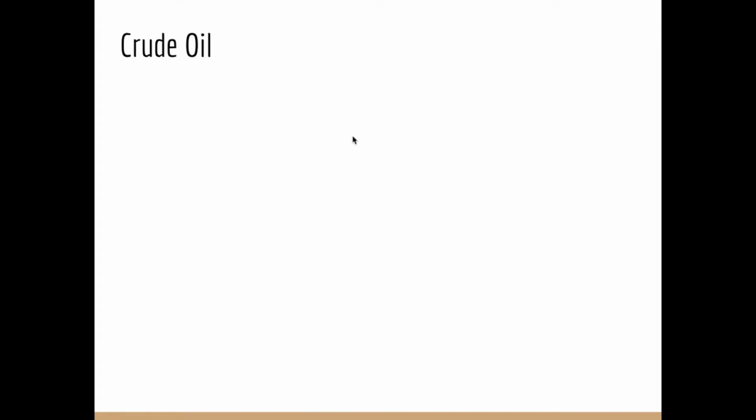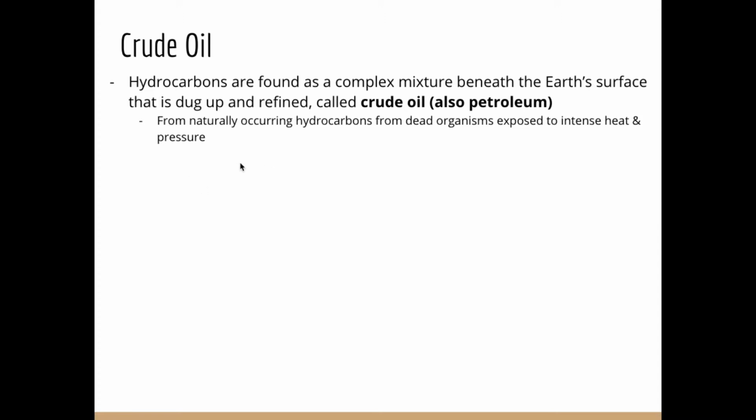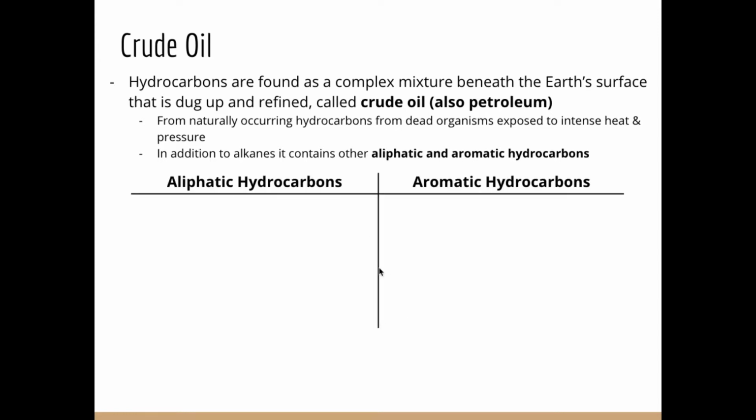Let's look in a bit more detail at where we get these alkanes from. We get them from crude oil, which last lesson we said is a complex mixture found beneath the Earth's surface, from naturally occurring hydrocarbons from dead organisms exposed to intense heat and pressure beneath the Earth's surface. Crude oil is also called petroleum. I'm sure we would have heard one or two of these phrases before. So we said it's a complex mixture. In addition to just our alkanes, we have all sorts of hydrocarbons. It contains other aliphatic hydrocarbons and aromatic hydrocarbons. Two new pieces of vocabulary to introduce. Let's explain what we mean by them.